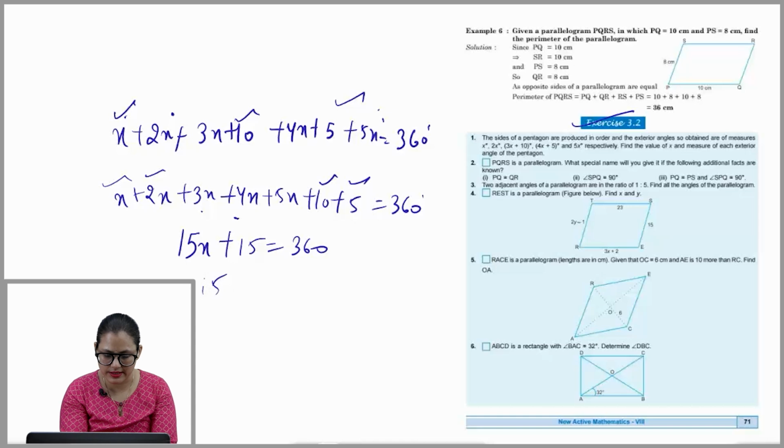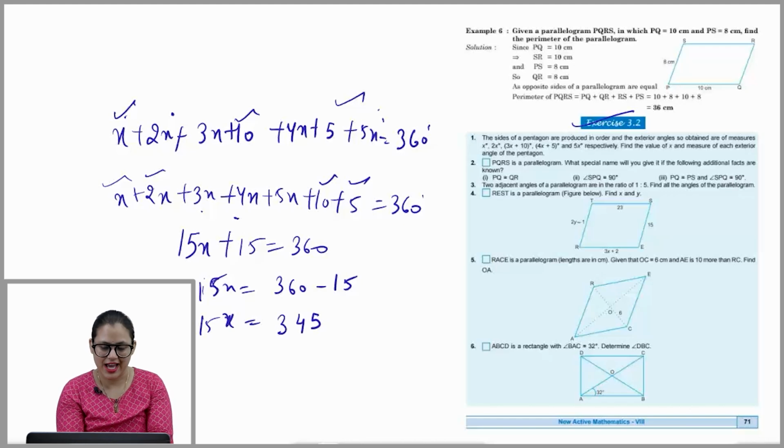Now 15x plus 15 is equal to 360 and we will transpose it. So 15x is equal to 360 minus 15, which is 345, and x is equal to 345 by 15.